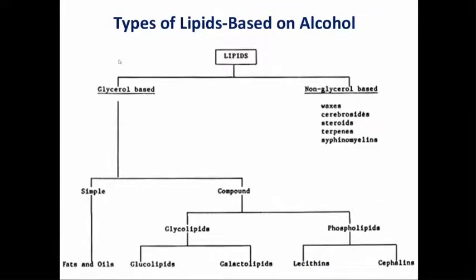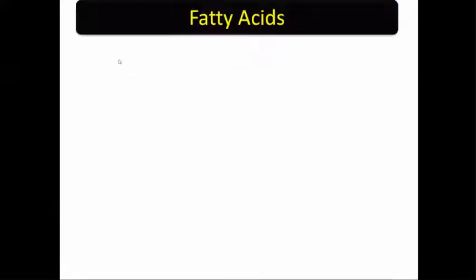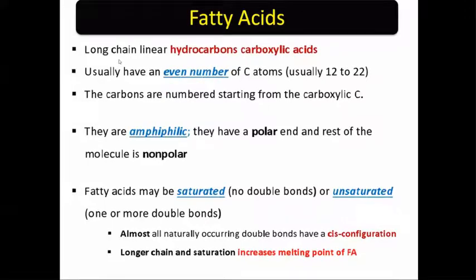Types of lipids based on the alcohol they have: for example, glycerol-based lipids and non-glycerol-based lipids. Now let's see first fatty acids. What are fatty acids? Fatty acids are nothing but long-chain hydrocarbons which end with a carboxylic acid. What's expected from you is to know what type of fatty acids are common in our body. Even-numbered fatty acids are common in our body. This is due to the synthesis of fatty acids. Fatty acids are synthesized by adding 2 carbons, in the form of acetyl-CoA.